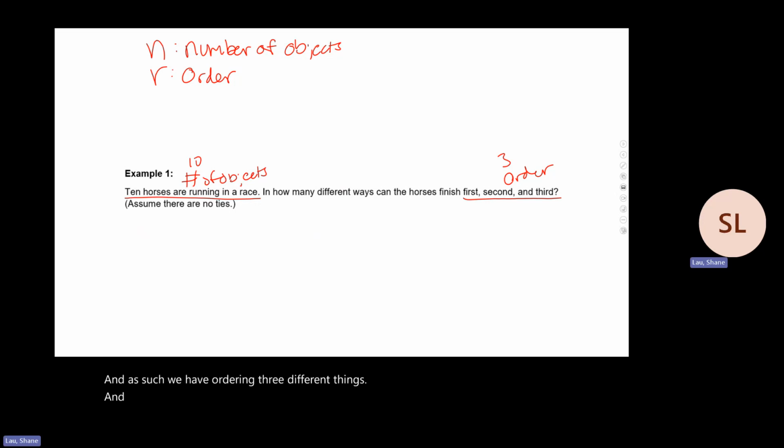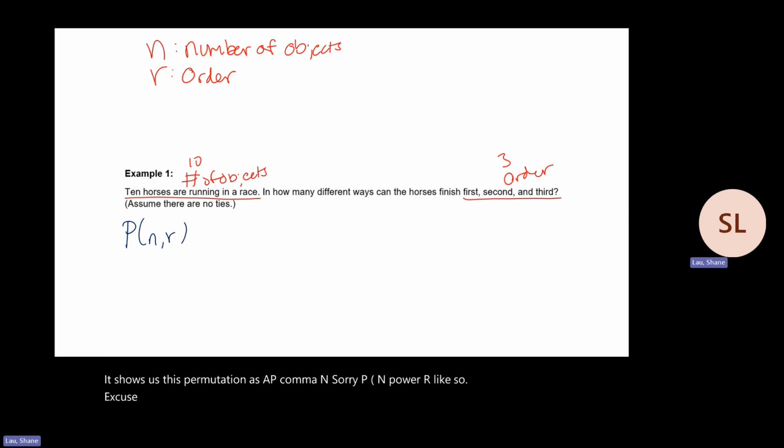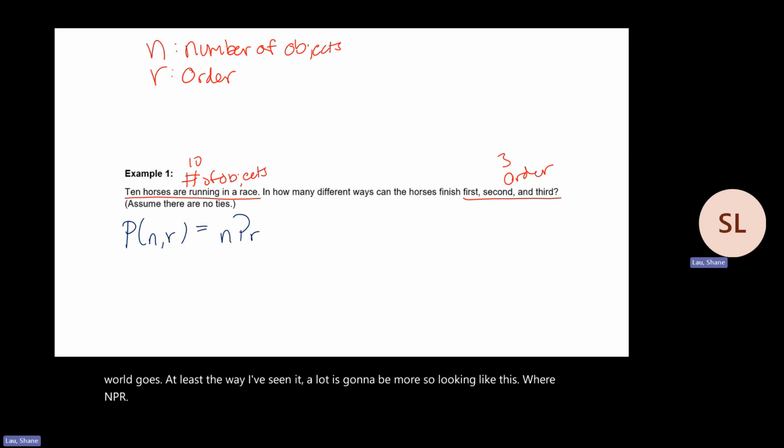If we look at our reference sheet, it shows this permutation as P, parentheses N, comma R, like so. Which is actually not the notation that we're familiar with as far as the math world goes. At least the way I've seen it a lot is more like this, where I would read that as N P R. But realize that their notation is different, but it means the same thing.